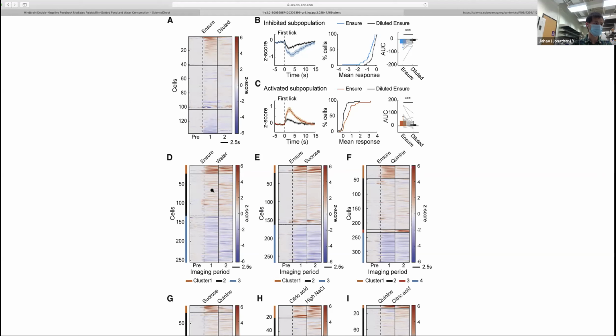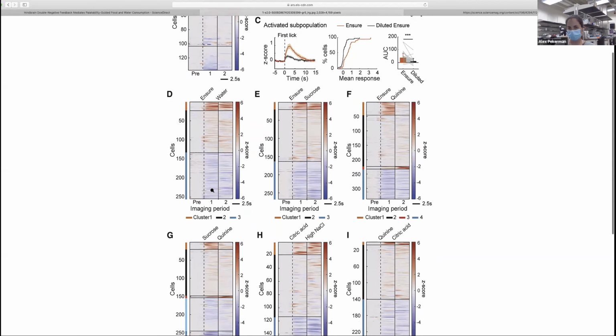And they show you that for the activated population, the first lick of Ensure versus diluted Ensure is dramatically different. For diluted Ensure, the response is smaller, and you see that in the individual cells, and indeed at the population level it is smaller. You can also take a mean of this population, and it's basically consistent. And C is the opposite. So still dampening of the responses for the inhibited population, shifting the distribution towards the left, meaning you have fewer neurons with higher responses. And then still the same conclusion for the mean.